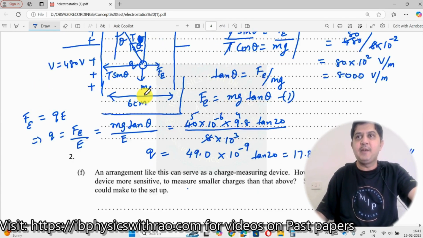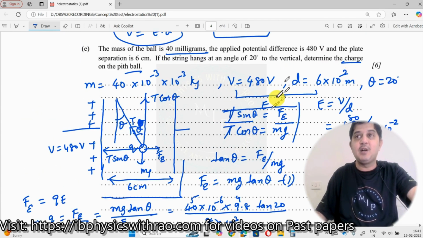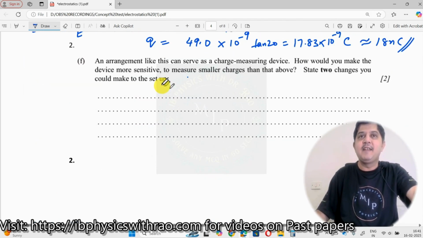Now, such a big calculation. How many marks is it? 6 marks. Wow. Great, no? So if you do so much, it's really worthwhile. Then, an arrangement like this can be used to serve as a charge measuring device. How would you make the device more sensitive to measure smaller charges than the above?